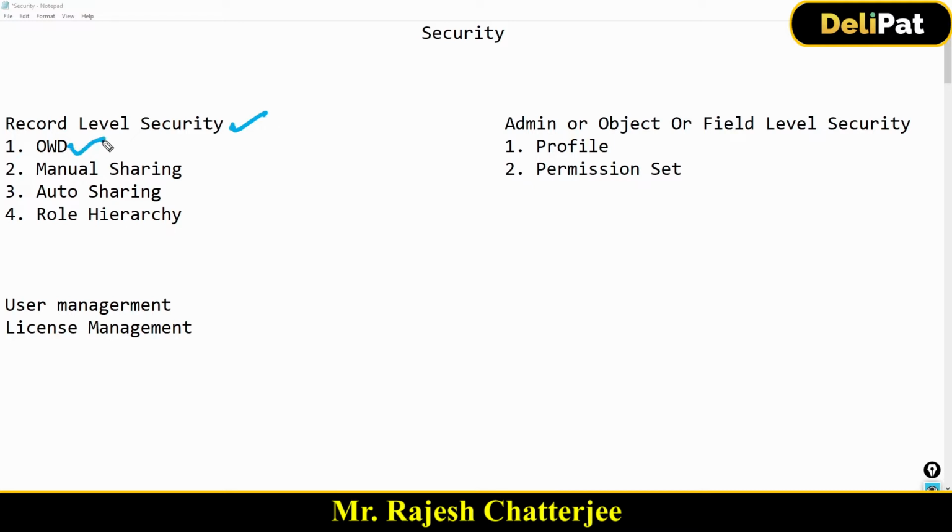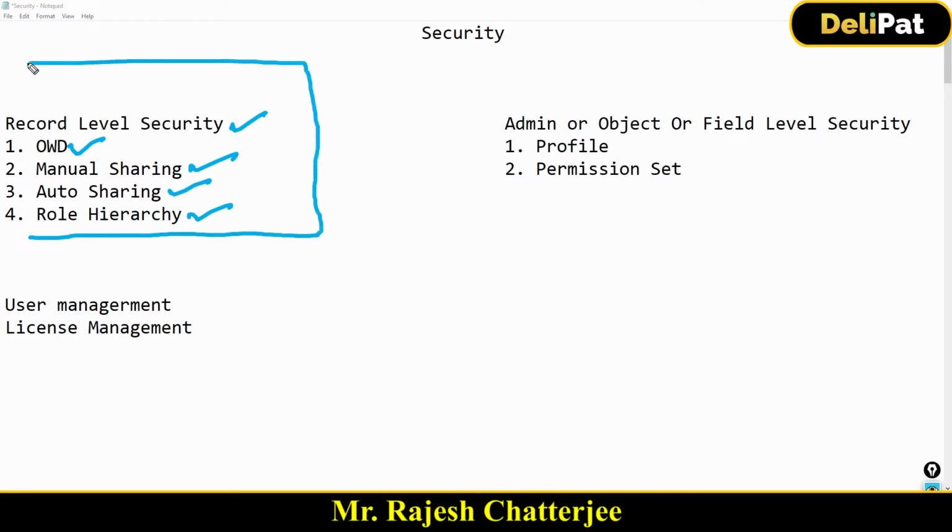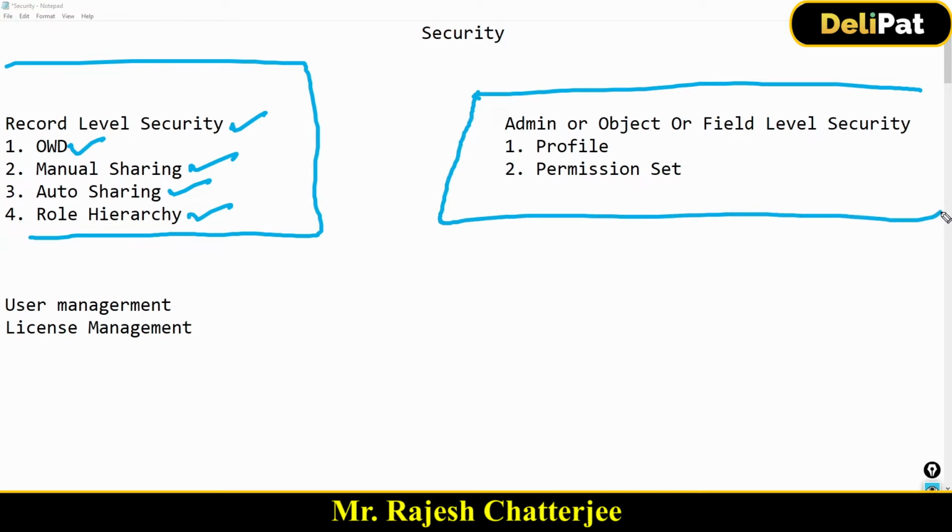If the organization wide default is private or public read only, that's where we do manual sharing and then auto sharing to extend the access. And then we have something called role hierarchy, which again does the same thing. It extends the organization wide default private or public read only. So this is the record level security part, where we talked about how as an admin you can deal with the data security.